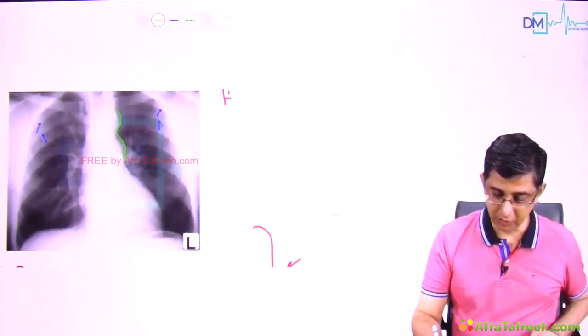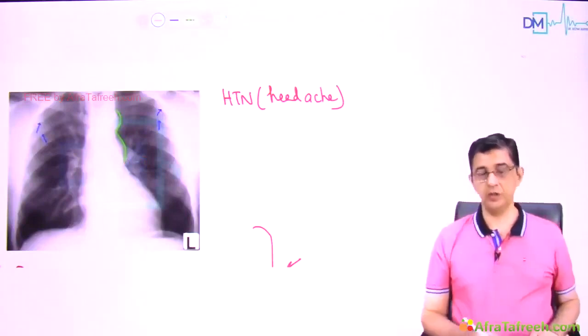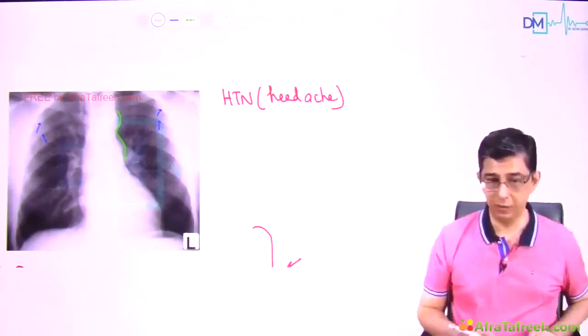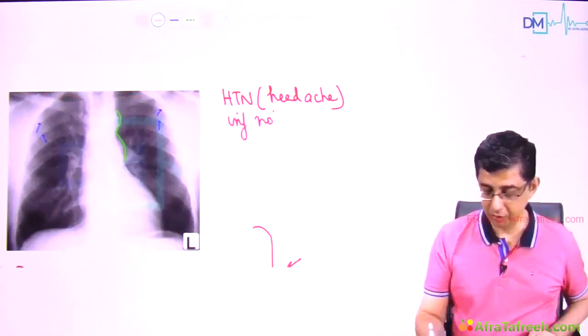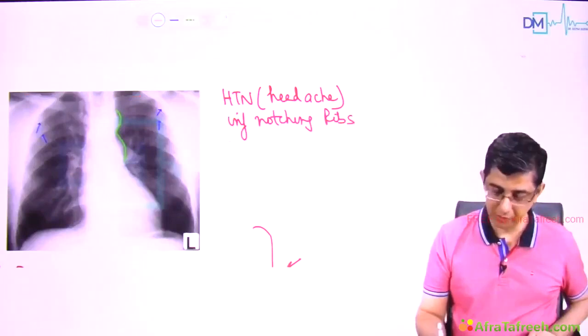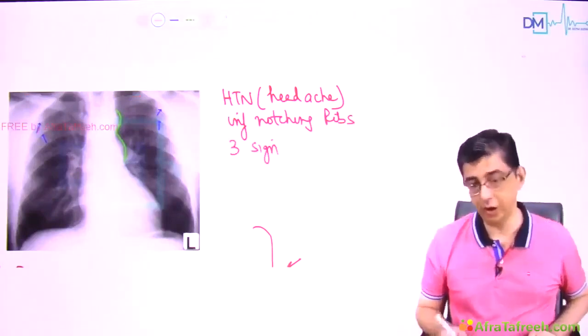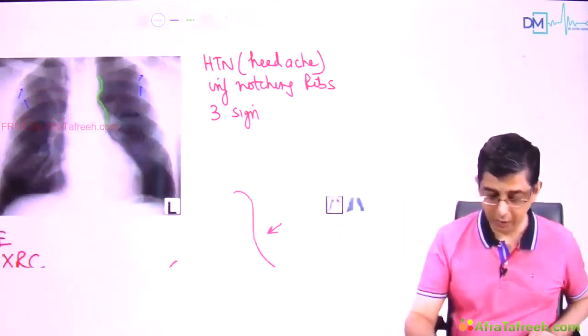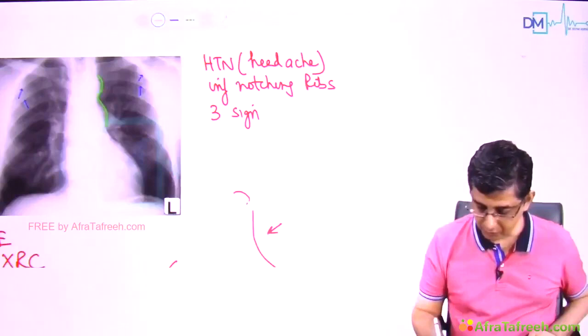in this case the history given is that of a person with daily headaches. This is a hypertensive patient, and in the hypertensive patient in the chest X-ray, two things have been highlighted. One is that the person is having inferior notching of the ribs, and the second that you can see is the presence of a 3 sign. This 3 sign is mainly in the area of the aortic knuckle, that is in the upper part. So the 3 sign is occurring here.